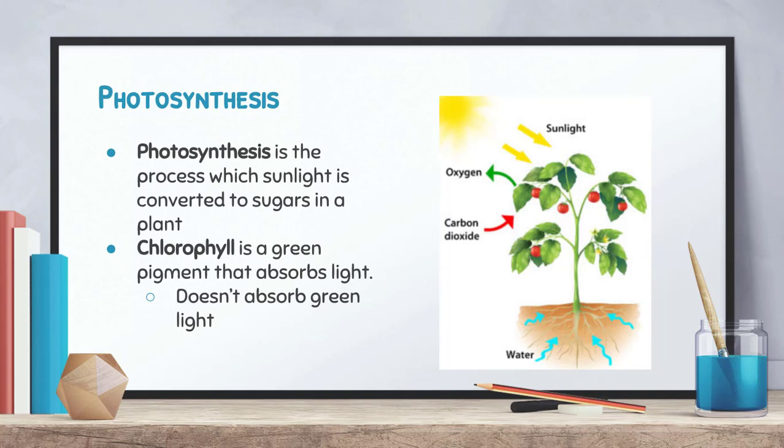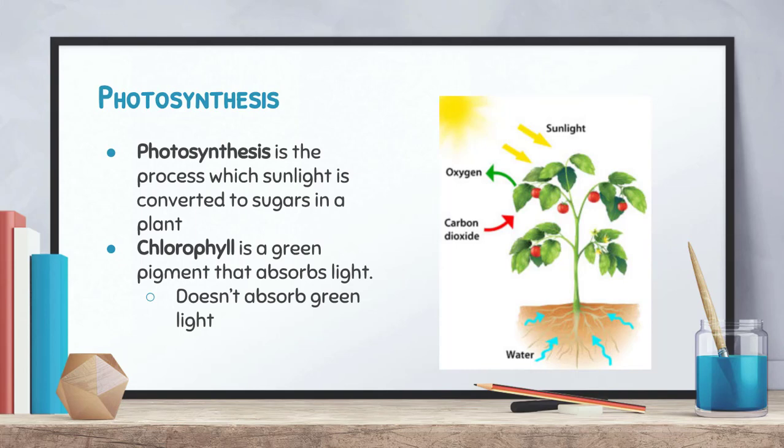Photosynthesis, in a very straightforward way: photo means light, and to synthesize means to make something. So the word photosynthesis literally means to make something out of light. It is the process in which sunlight is converted to sugars inside of a plant. This is very important because this is how the plant obtains the food it needs in order to generate energy in the form of ATP.